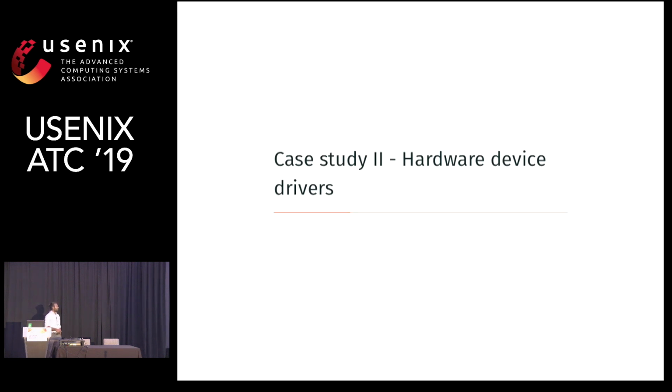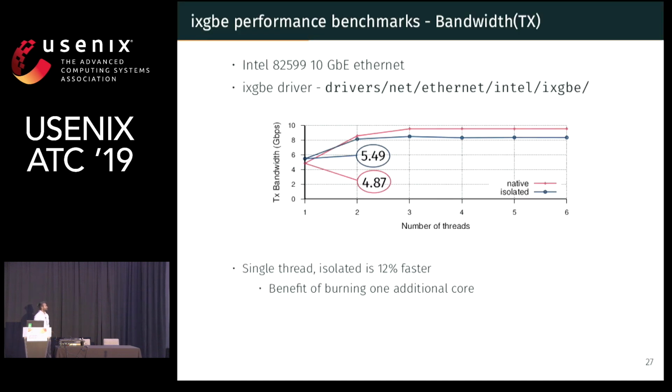The second flavor of device drivers: we isolated drivers that are backed by real hardware. Specifically, we decomposed a 10 Gbps Ethernet driver with Intel 82599 hardware. And we ran iperf benchmarks and measured the packet transmission bandwidth. If you look at the TX bandwidth, in a single-threaded case, isolated is 12% faster. The benefit it gets is from burning one more additional core in the asynchronous IPC setting. But this quickly disappears as we add more application threads. For 2 to 6 application threads, we are within 6 to 13% of the performance of the native driver.